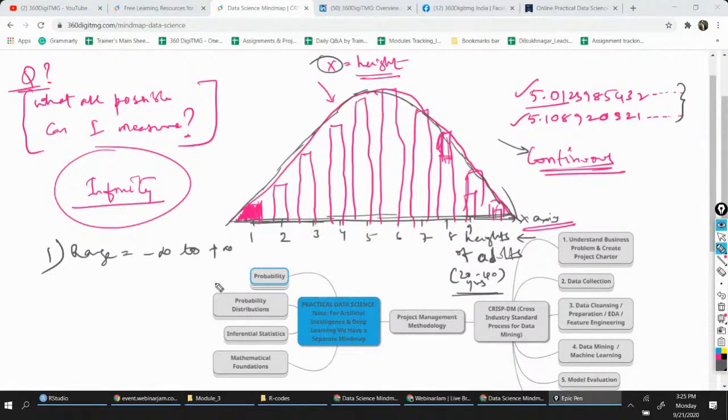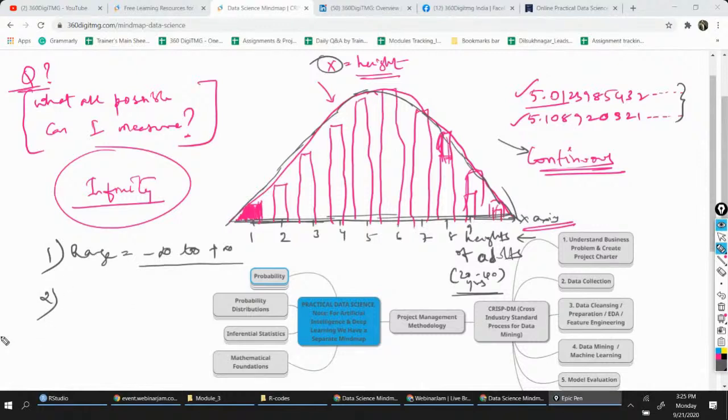Theoretically, we are looking into heights, which is a positive entity, but we can measure any value which can be measured on a continuous scale will have a range of minus infinity to plus infinity.